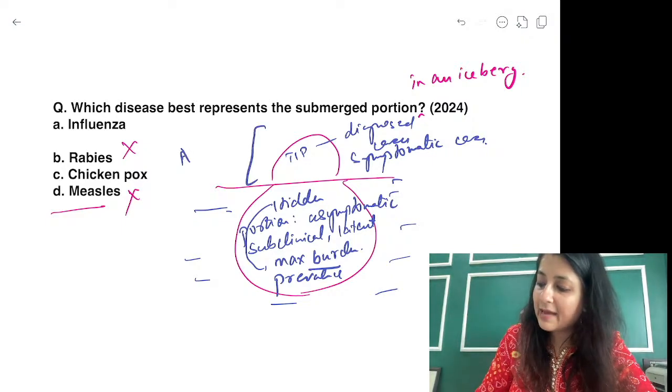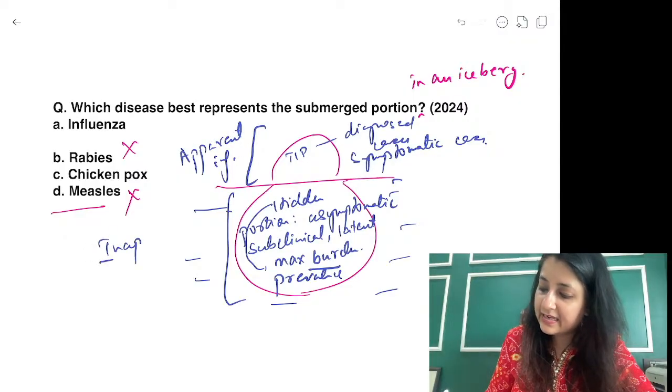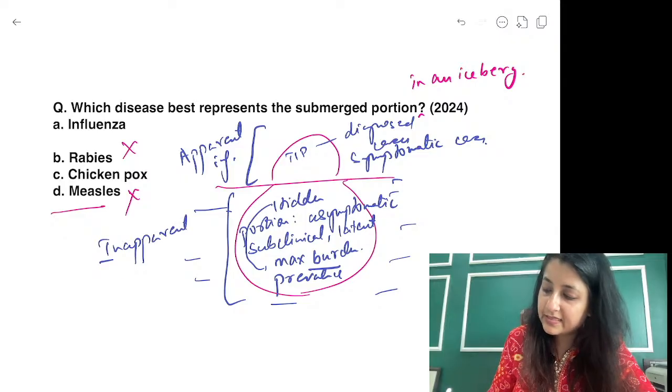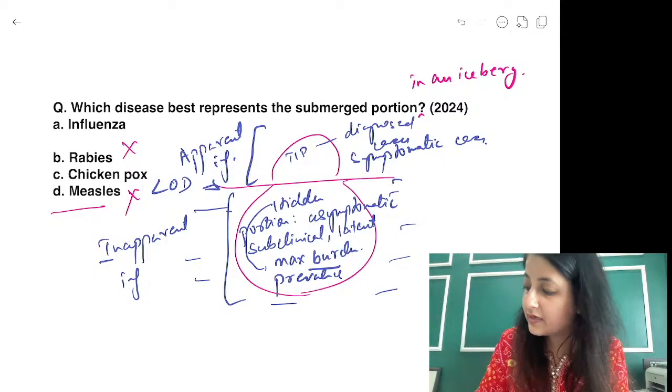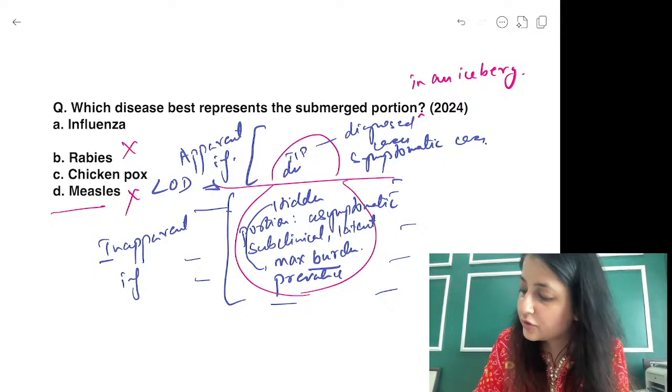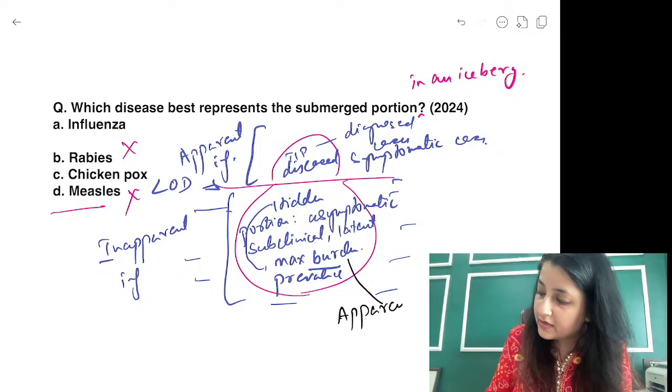This one is apparent infection, the one that we can see. This one is the hidden, inapparent. And this one is the line of demarcation which differentiates apparent from inapparent. This tip is actually diseased. Okay, what is this hidden portion? Apparently healthy, those who appear to be healthy.